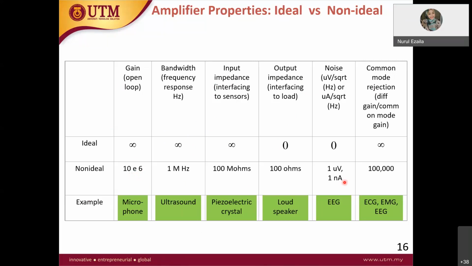So this has several applications. For example, high gain can be used for the microphone. High bandwidth can be used for ultrasound. An example of high input impedance is a piezoelectric crystal. For the output, low output impedance is for the loudspeaker. And this is an application for medical use.